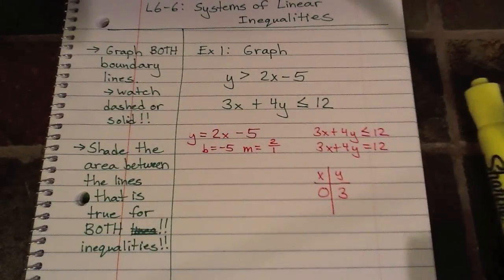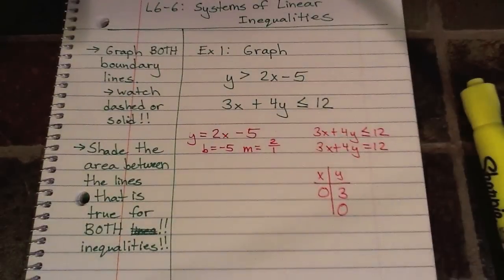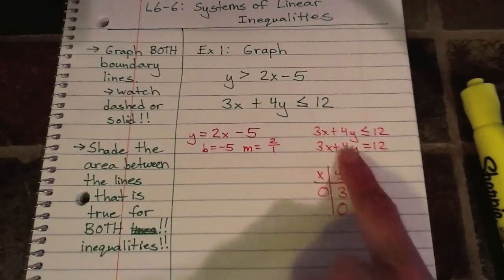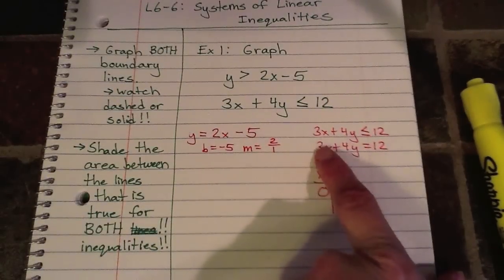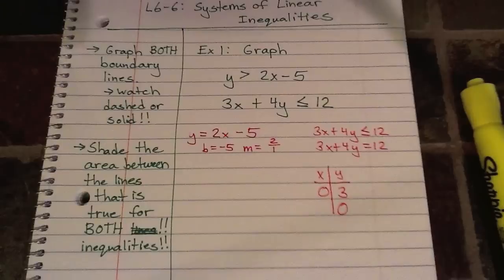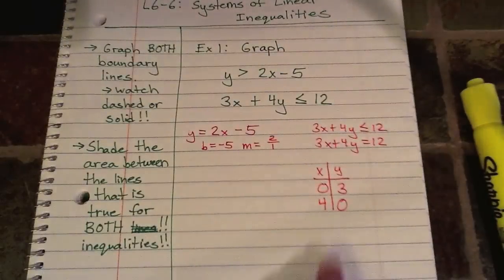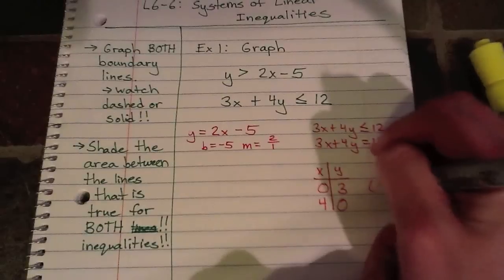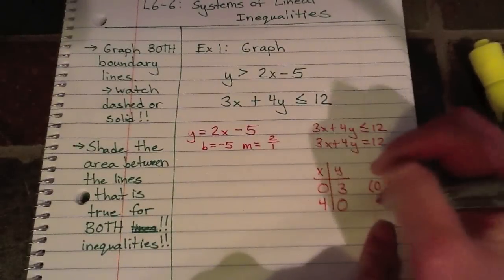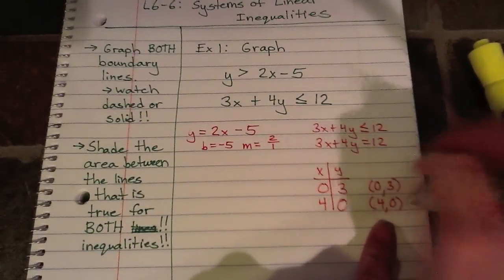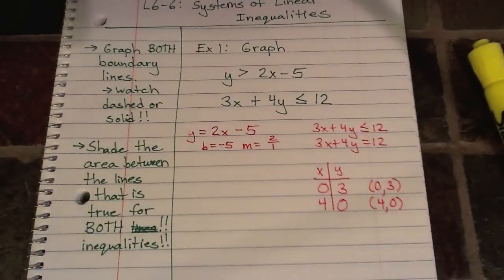That's the point in doing intercepts, is that you should be able to do it mentally by now. Plug in 0 for y, that's going to cancel. I have 3x equals 12, and 3 divided into 12 is 4. There's my 2 points. So I have the point (0, 3), which is going to be my y-intercept, and the point (4, 0), which is going to be my x-intercept.